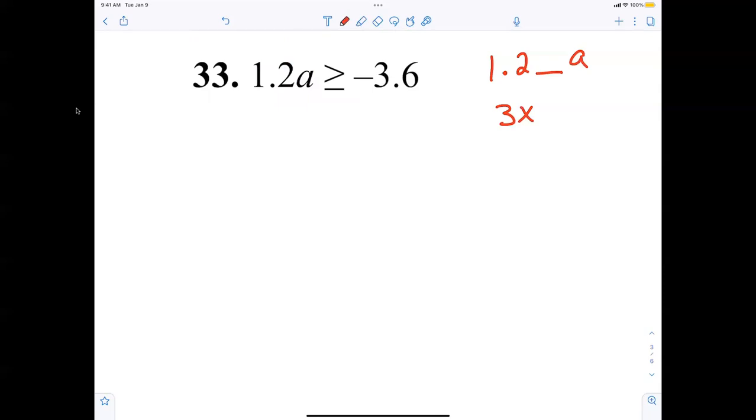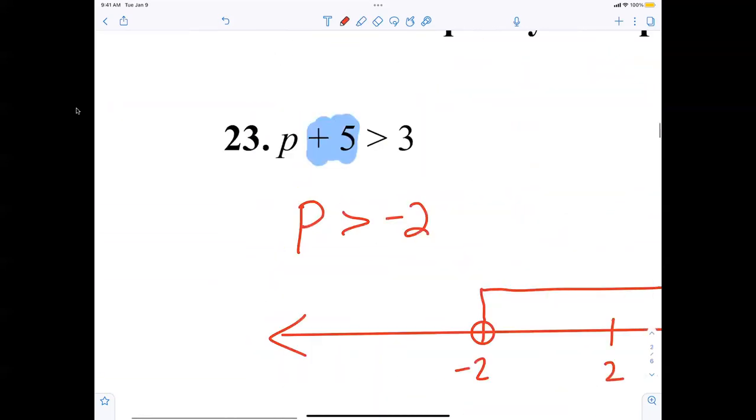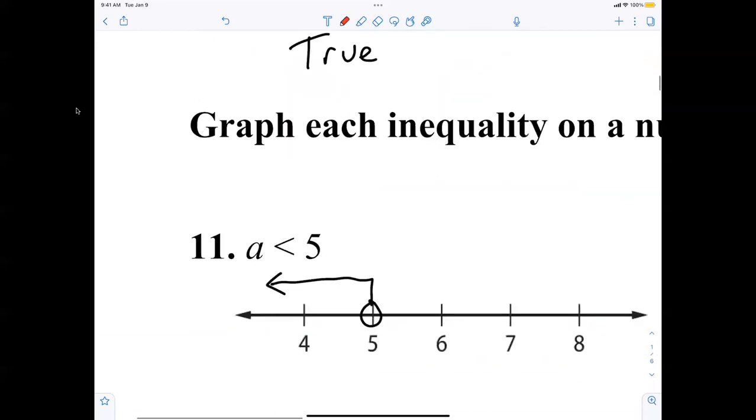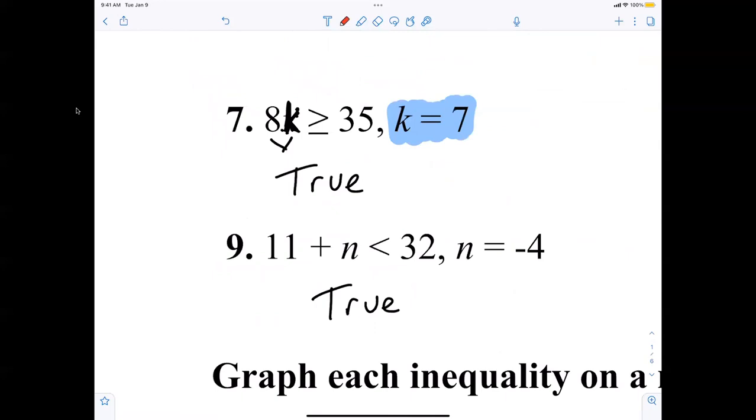What does that mean? That means 3 times x. Now go back up here to the very beginning. That's why I was asking if you had questions. Like on number 7, remember when you did that?